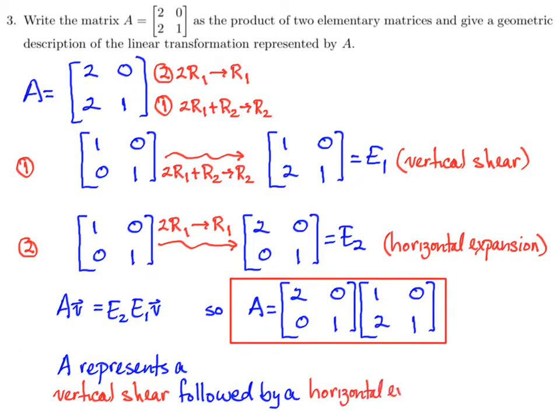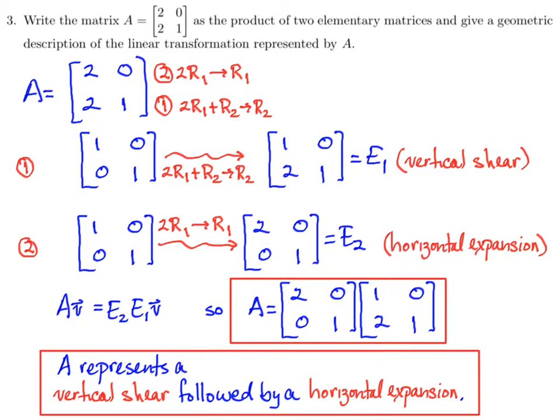It's very important. Order is important. So I'll write that down. Order is important. So, for example, if you multiply those two matrices together in the other order, if you do [1, 0; 2, 1] times [2, 0; 0, 1], you'll get a different matrix. You won't get A.